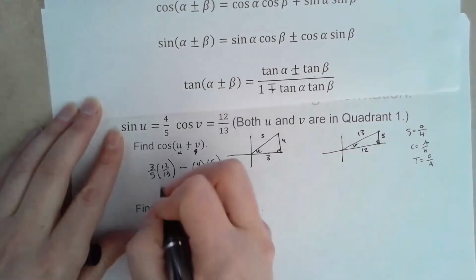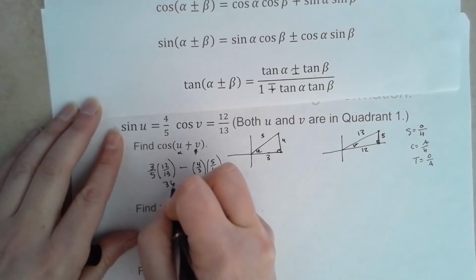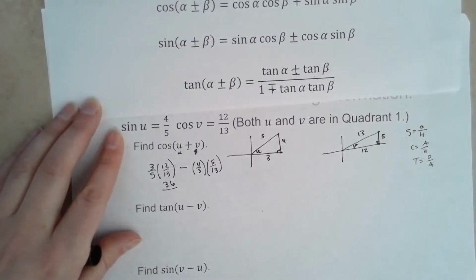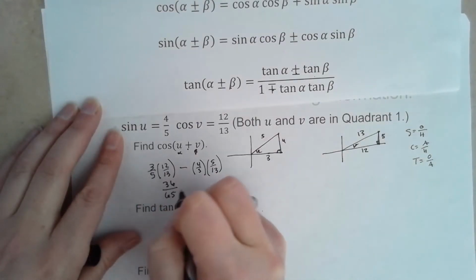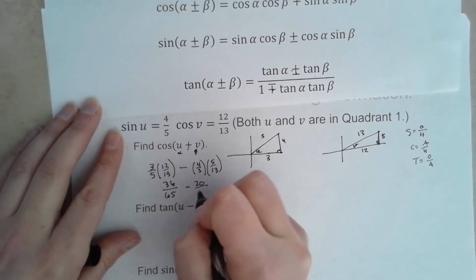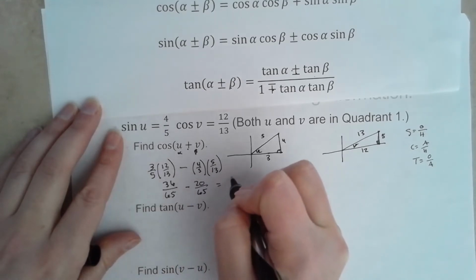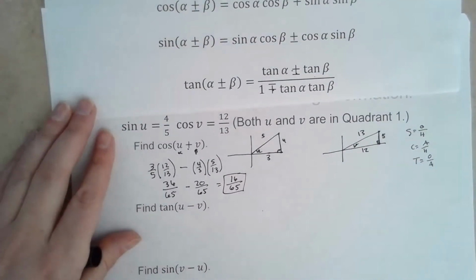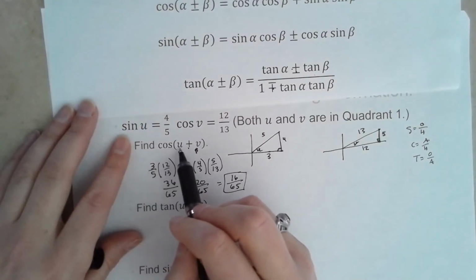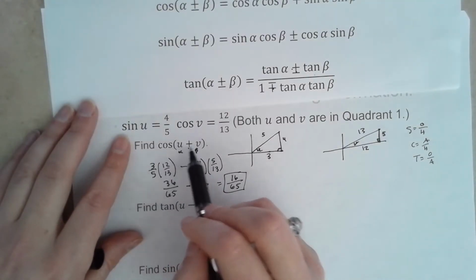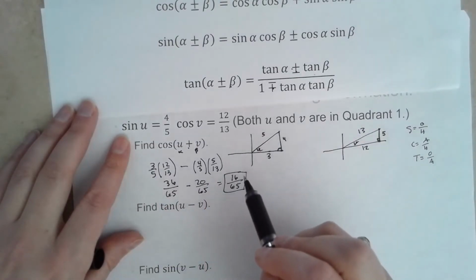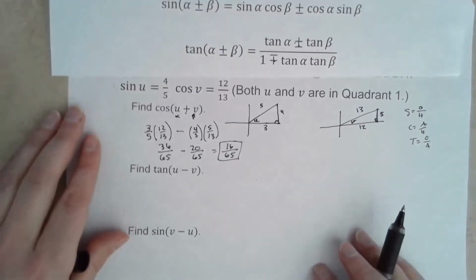Okay, so if we multiply this, we get 36 over, what is that, 65? Minus 20 over 65. That's going to give us 16 over 65. Okay, which doesn't simplify. So the exact value of cosine of v plus u, or u plus v, with this given information in quadrant 1 is 16 over 65.